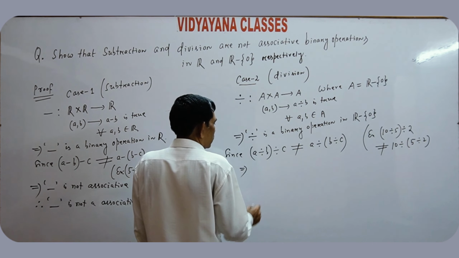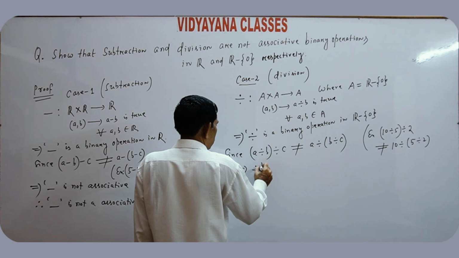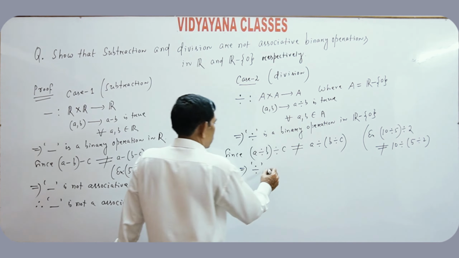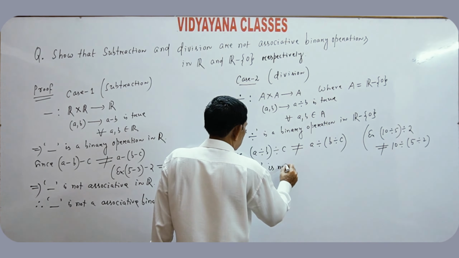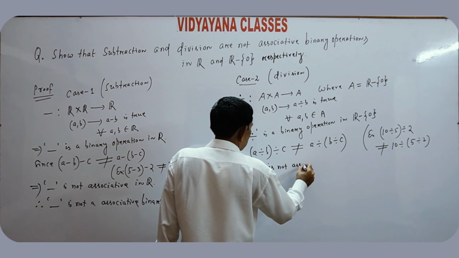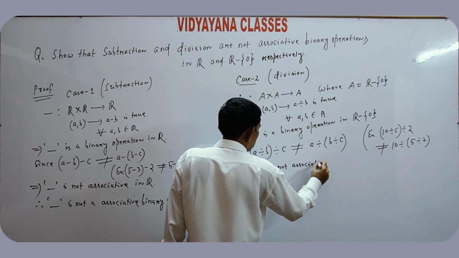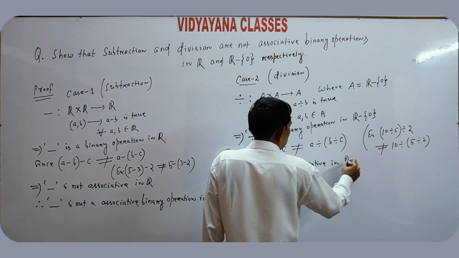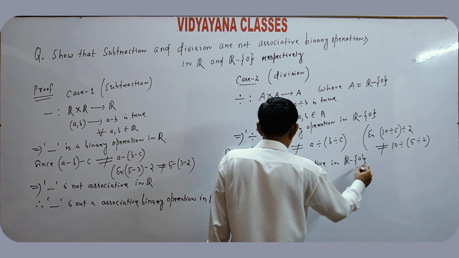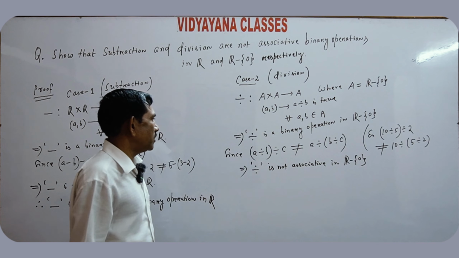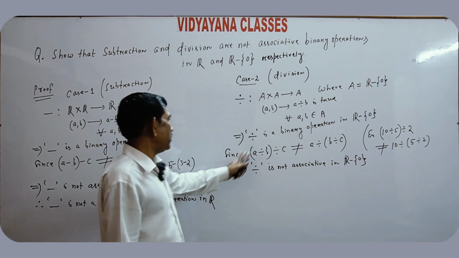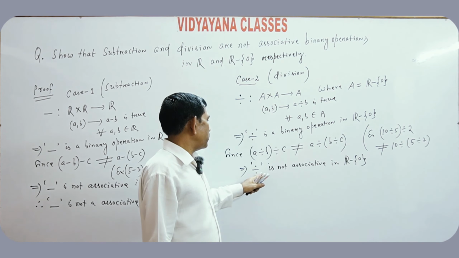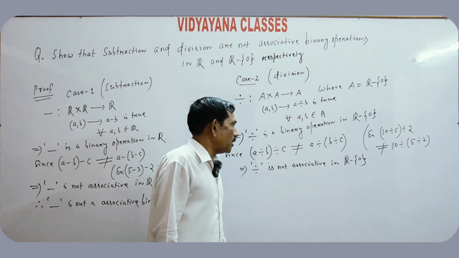Implies yes. Division is not associative in R minus set of 0. Division is a binary operation in R minus set of 0, but division is not associative in R minus set of 0.